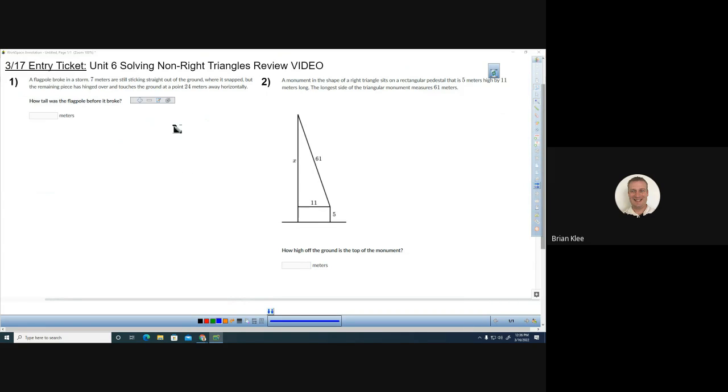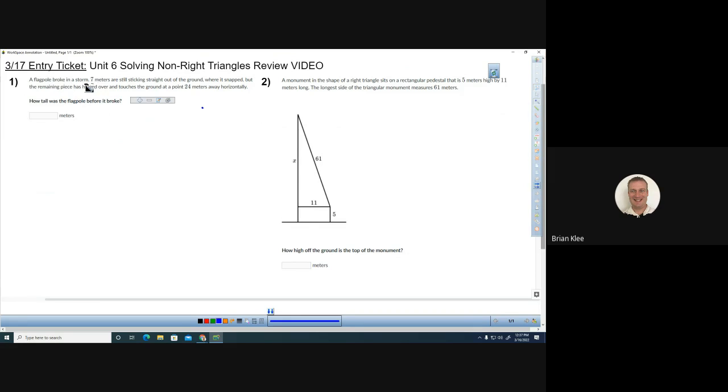This entry ticket is going to be reviewing Pythagorean theorem and using it to solve problems. Ultimately, when you are doing the right triangles and trigonometry unit test, these are two problems that we're struggling on. And for number one, I think we're struggling because we don't have a picture.